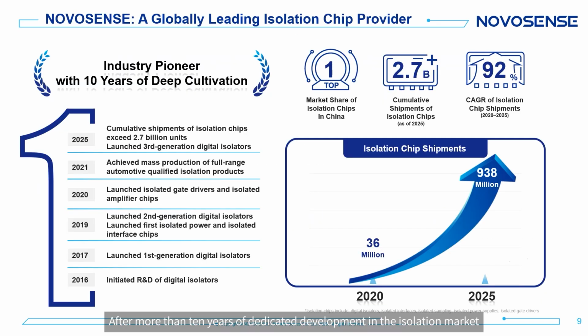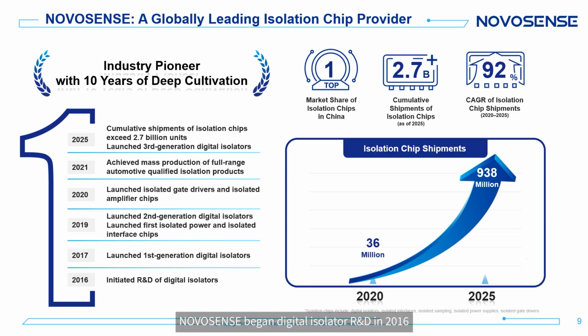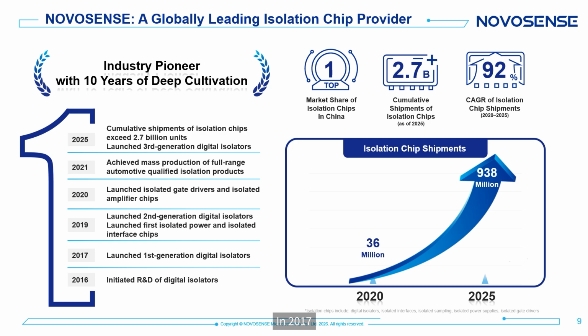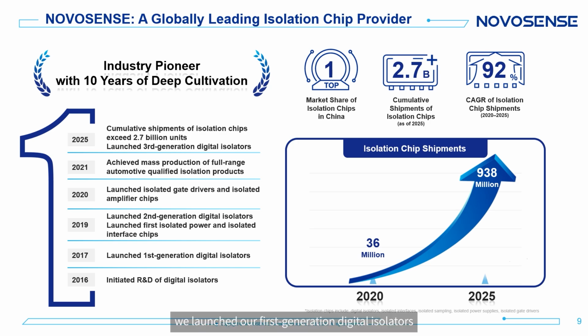After more than 10 years of dedicated development in the isolation market, NOVOSENSE has become a globally leading isolation chip provider. NOVOSENSE began digital isolator R&D in 2016. In 2017, we launched our first-generation digital isolators and subsequently expanded our portfolio to include isolated interfaces, isolated sampling, isolated power supplies, and isolated gate drivers.